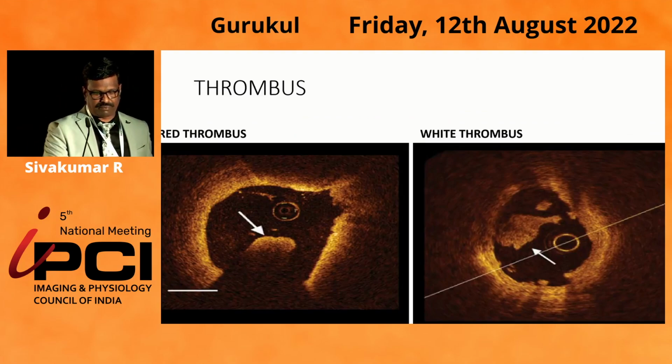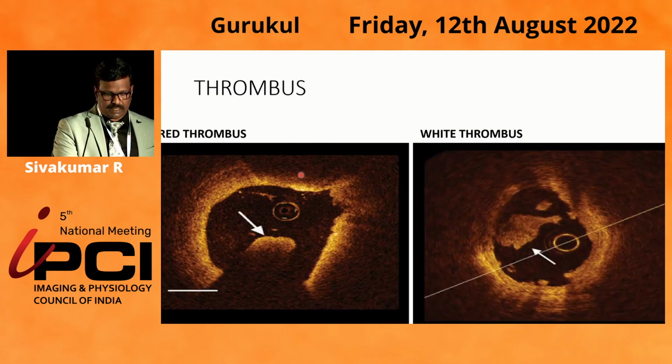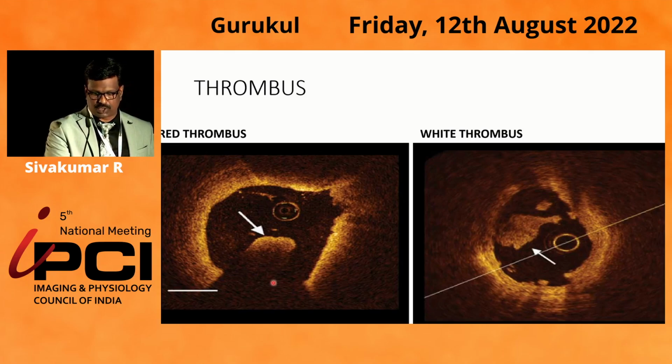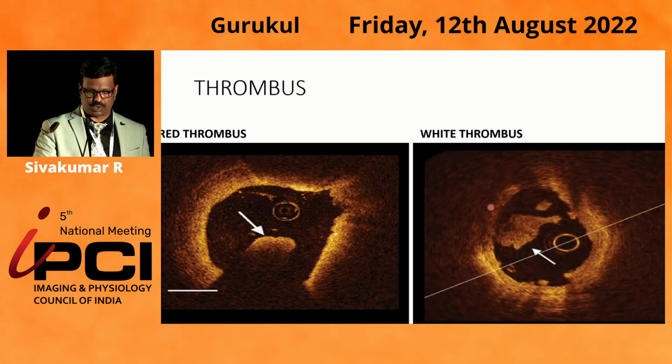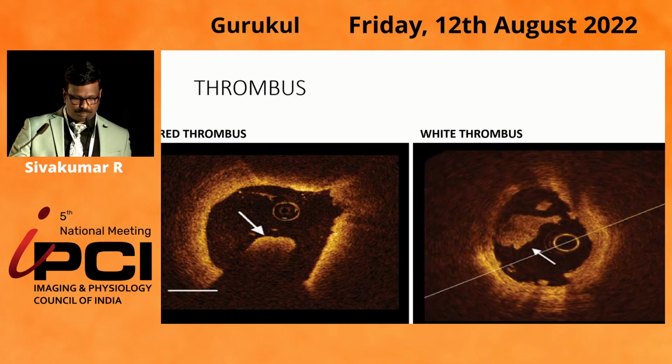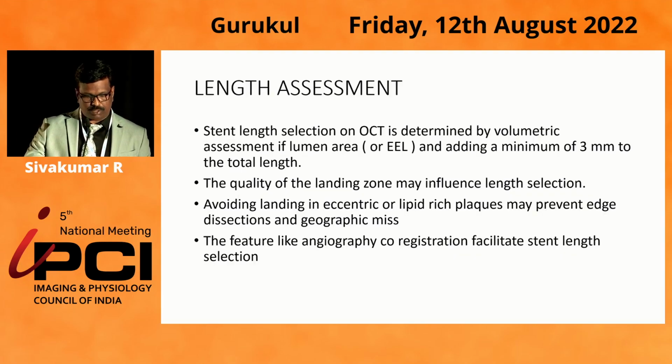This is a clear example where the light is being prevented by the shadow, which is in the lumen. It's a red thrombus. Here, the light is able to pass through and able to define the abnormal signal within the lumen, that is a white thrombus.